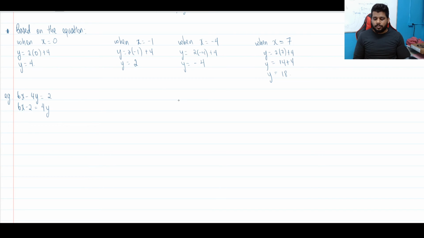Now think about it. If I have pen is equal to mouse, it's the exact same thing as saying mouse is equal to pen. Exact same thing. If I have 6x minus 2 is equal to 4y, it's the exact same thing as saying 4y is equal to 6x minus 2. So I'll write that down. 4y is equal to 6x minus 2.